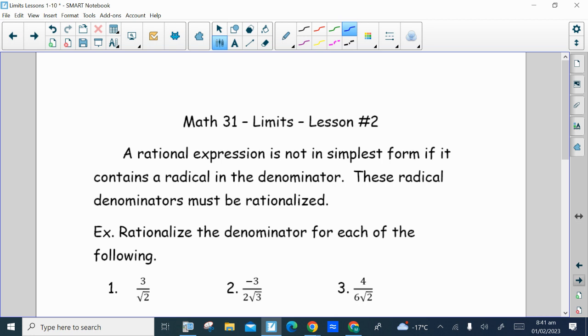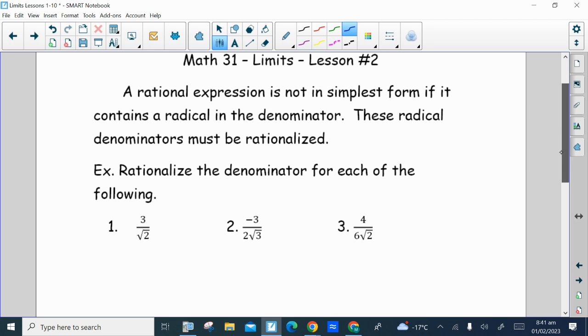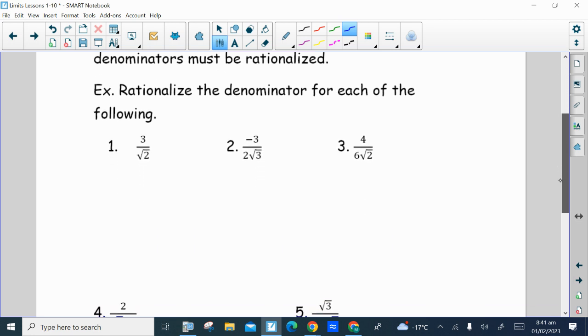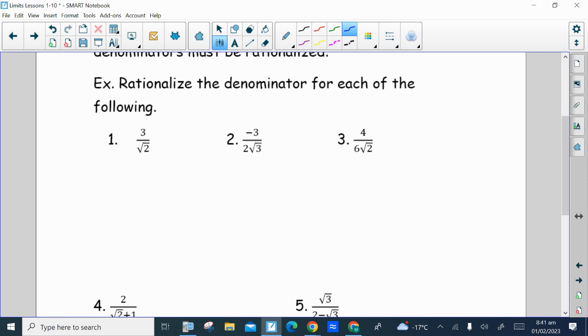Okay? So, as it says here, a rational expression is not in simplest form if it contains a radical in the denominator. These radical denominators must be rationalized, and so that's what we're going to do here. And again, this is another one of the tricks we're going to have in our bag to allow us to evaluate certain limits. So in these first couple examples, the denominator is just a single term, a monomial. And when that happens, you multiply top and bottom by whatever the radical part of the denominator is, which in the case of question 1 is root 2.